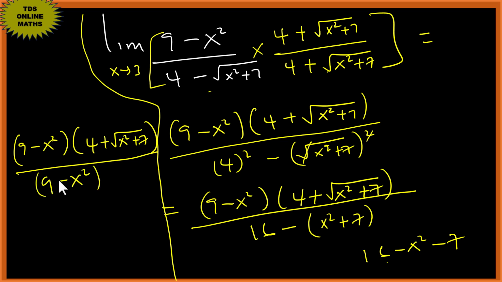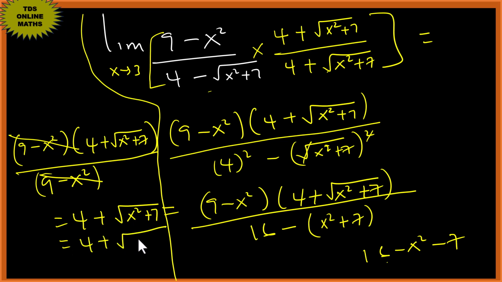So let's observe something here. We can do the cancellation. Therefore, I'll be left with 4 plus the square root of x squared plus 7. So what's the limiting value here? 3. 3 squared is 9, plus 7 is 16. So this side is 4. So 4 plus 4 is 8. Okay, so the answer for this one is 8.